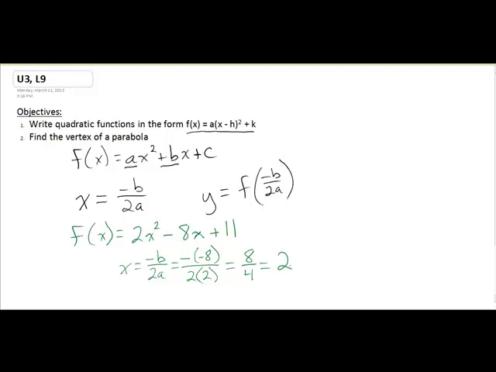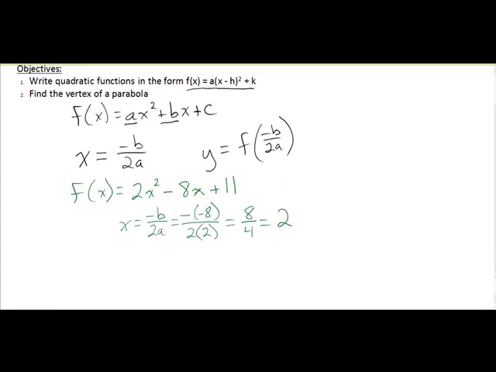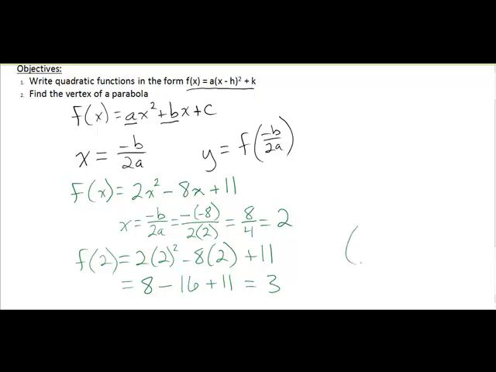Well, that's nice. It worked out to be a whole number. Now that's half of it. We still have to figure out what the y value is. Well, just to find the y value, all we have to do is plug that in to the function. So let's come back to the function and say, what is the function value of 2? In other words, what is y when x equals 2? So that's 2 times 2 squared minus 8 times 2 plus 11. I'm just replacing x with 2. That's all I'm doing. So 2 squared is 4 times 2 is 8, minus 8 times 2 is 16, plus 11. So 8 minus 16 is negative 8, plus 11 is positive 3. So this tells me my vertex is located at (2, 3).